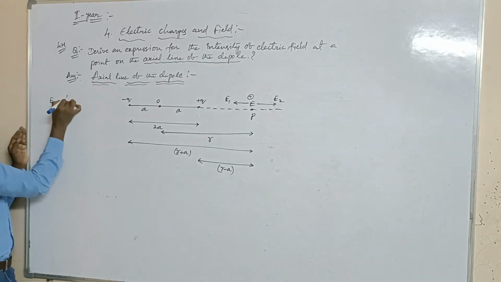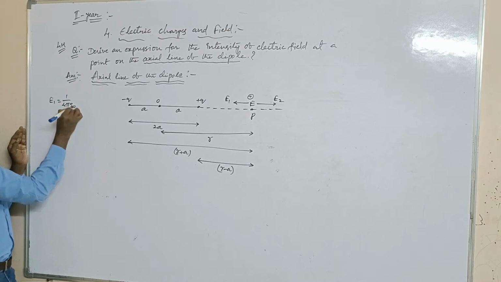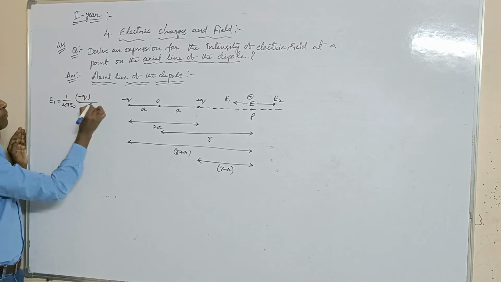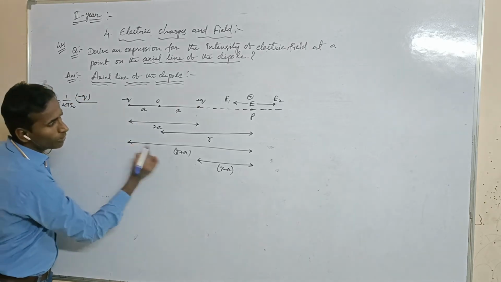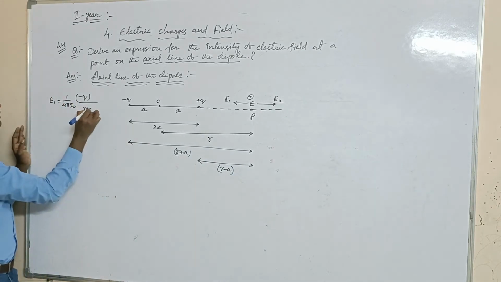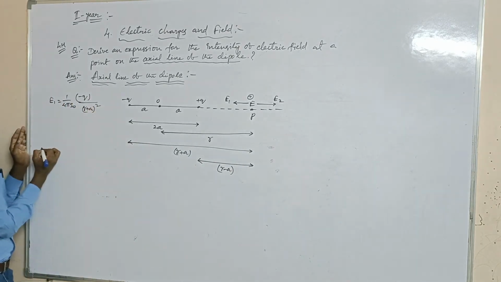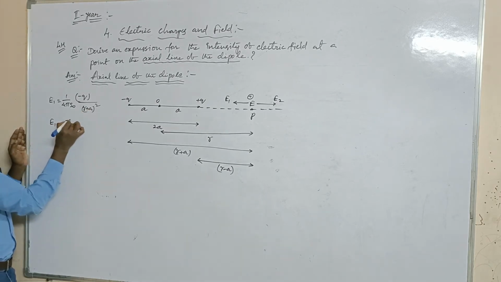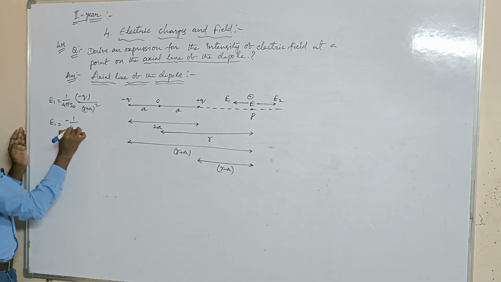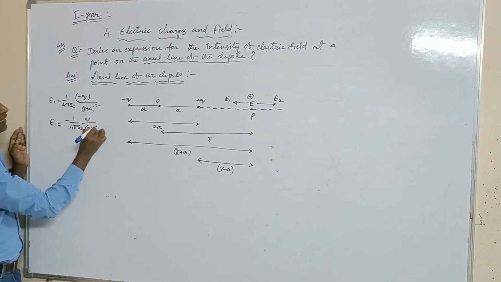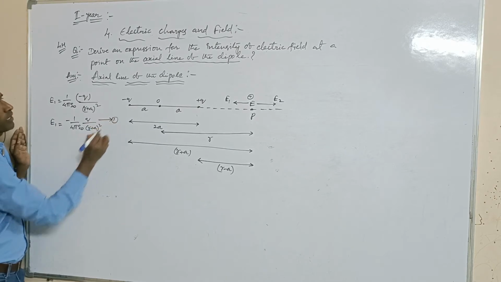So now we can write here 1 by 4 pi epsilon naught, minus Q in brackets, by R square. R square means how much distance from minus Q to P? That is R plus A, R plus A whole square. This is the equation. So again we can write once again, E1 is equal to minus 1 by 4 pi epsilon naught Q by R plus A whole square, equation number 1.